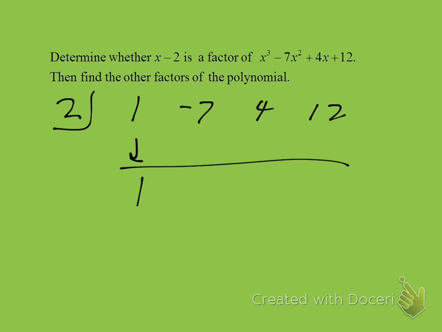Bring down the 1. 1 times 2 is 2. Add, you get negative 5. Times, you get negative 10. Add, you get negative 6. Multiply, you get negative 12. Add, you get 0.